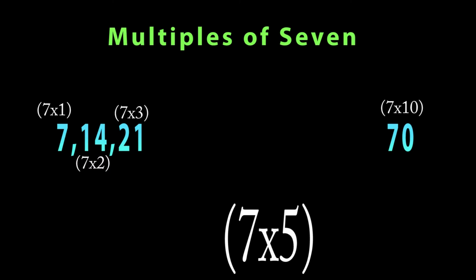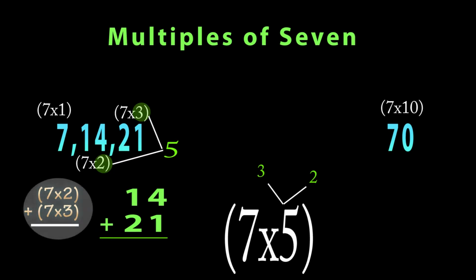When multiplying 7 times 5, 7 and 5 are your factors. The factor 5 can be decomposed into a 3 and a 2. So you can turn this one multiplication problem into 2 multiplication problems. And if you add them together, you'll find your product of 7 times 5. So our new multiplication problems are 7 times 2 plus 7 times 3.